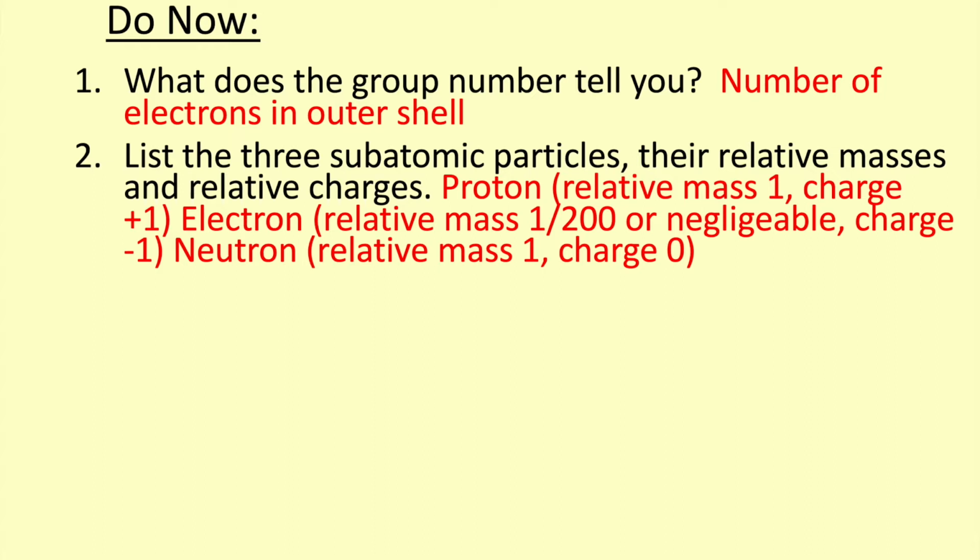So our proton has a relative mass of 1 and a charge of +1. Make sure it's a +1. If you haven't put a plus or a minus, you must ensure that you do a plus or a minus, because this is telling us whether it's positively charged or negatively charged. Electrons have a relative mass of 1/2000 or negligible, so it's not really considered significant compared to the mass of protons and neutrons. And electrons have a charge of -1. Our neutron has a relative mass of 1 and a charge of 0, so it's neutral.